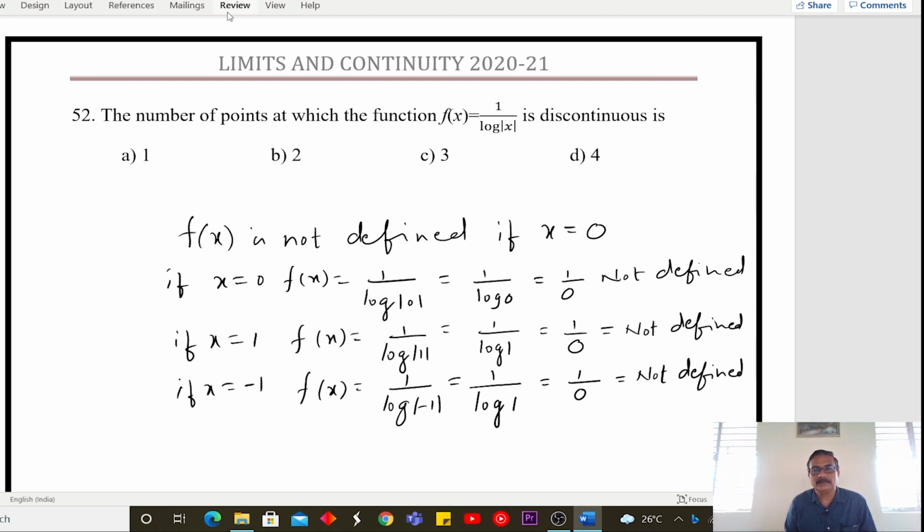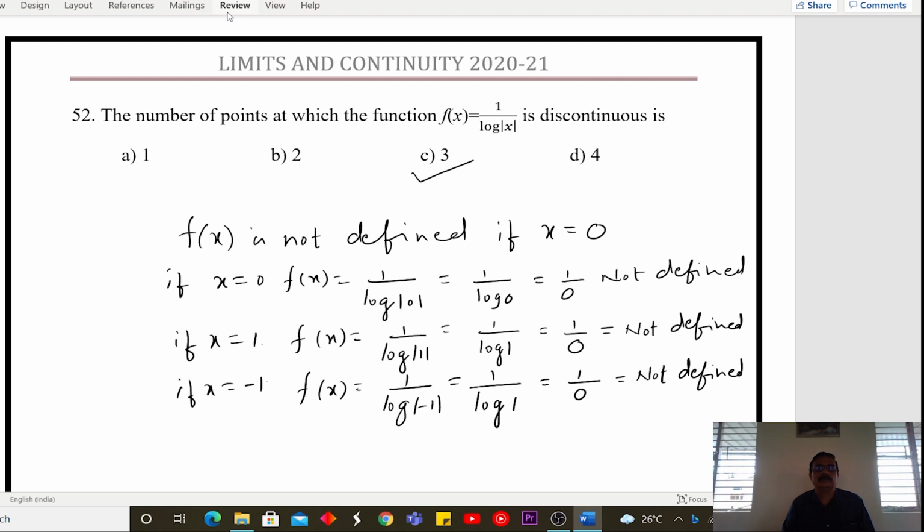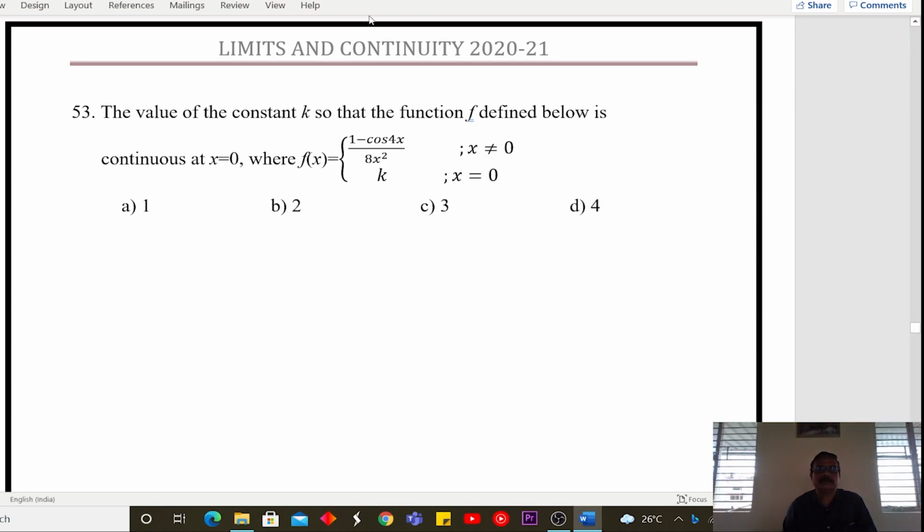Defined ಆಗದೆ ಇರತಕ್ಕಂತ values ಯಾವ್ದಾದ್ರೆ, x equal to 0 ಹಾಕಿದ್ರೆ f of x is not defined. x is 1, f of x is not defined. If you take x is -1, again f of x is not defined. So how many points? 0, 1, -1. There are 3 points. So option ಯಾವ್ದಾಗುತ್ತೆ? Option C, that is 3. So the total number of points is 3, such that the function f of x equal to 1 by log mod x is discontinuous. Clear, students? Okay.